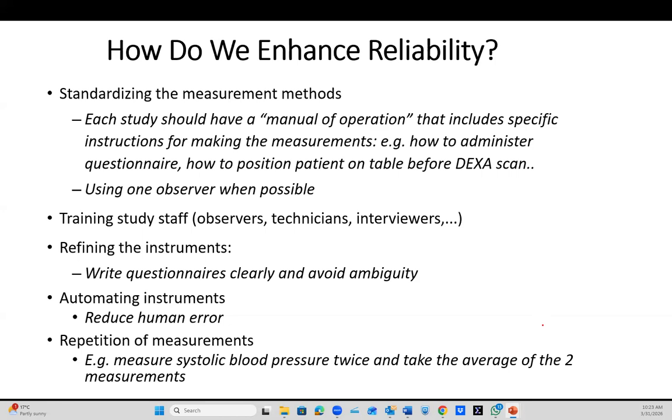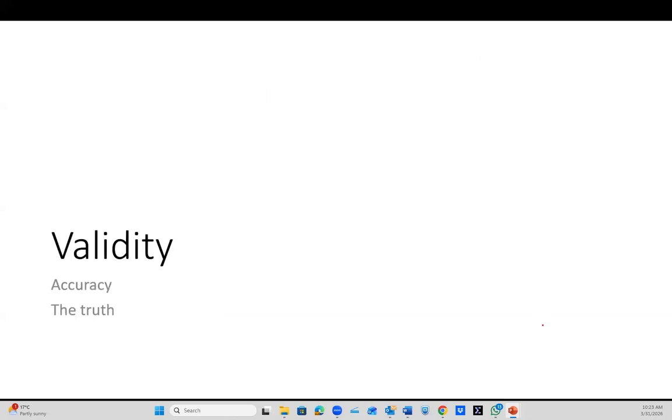And I know that it's 10:23. Let me just go over validity quickly.